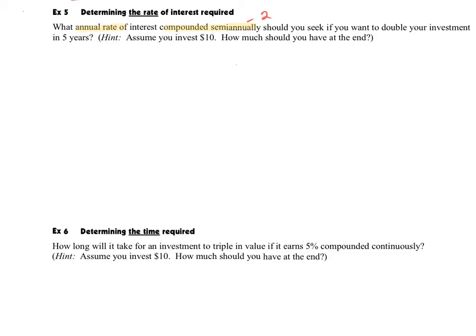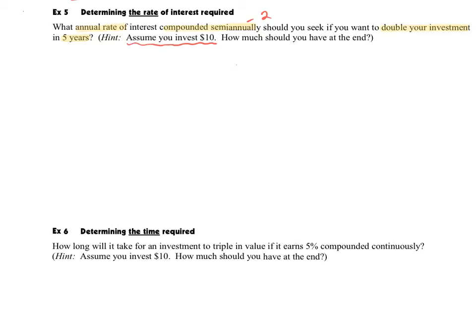Continuing on, we want to double our investment. So it doesn't even tell us how much we're starting with, but it does tell us that we're going to be working with 5 years. So this is a really good hint. If you're not sure, you'll find a pattern, but if you're ever not sure, just ponder this. Just assume you're working with $10. That's how much you're investing.